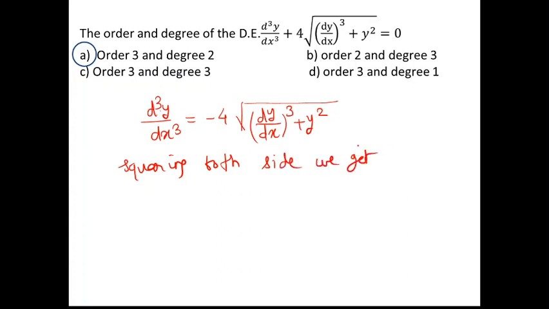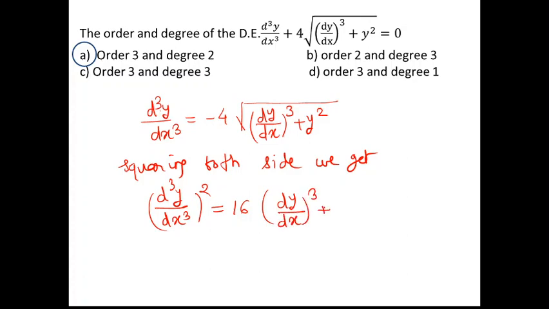on squaring both sides, we get (d3y by dx cube) whole square is equal to the square of minus 4, which is 16, times (dy by dx) whole cube plus y square. The under root sign gets removed. Now you can see this is the differential equation which is free from radical sign. So now you can identify the order and degree.